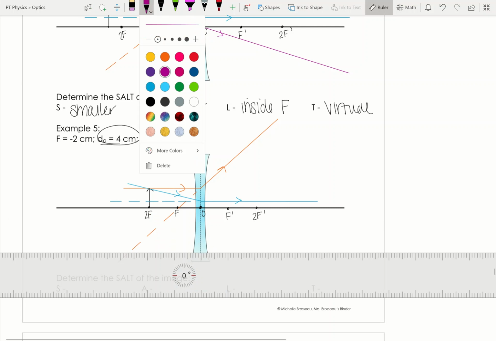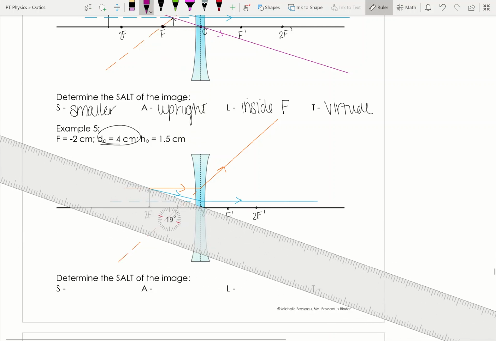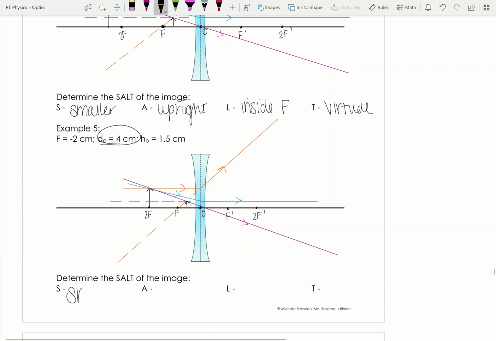And then finally, the last ray through the optical center. Image forms here. Smaller, upright, inside F, and virtual.